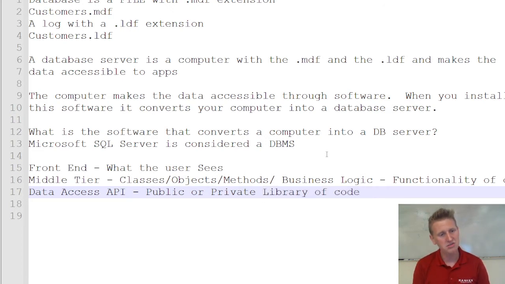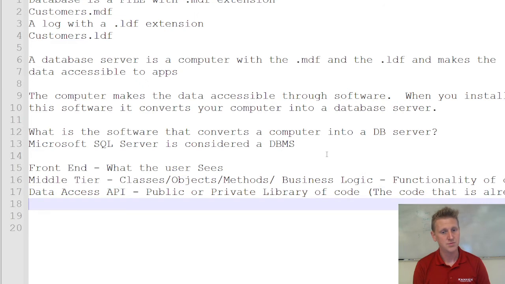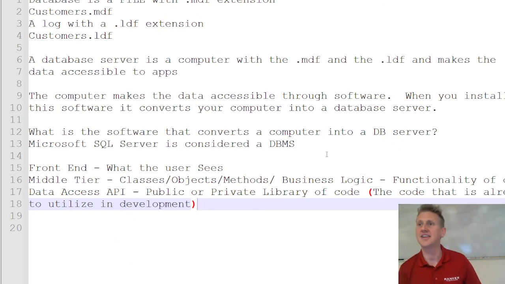A library of code, the code that is already written to utilize in development. Right, so if you're studying Java, technically you're studying the Java API. The pre-written code that other developers made, this library of code available for you to use. Okay, if you're studying C#, you're studying the C# API, right? API is just pre-written code that you can use, right?